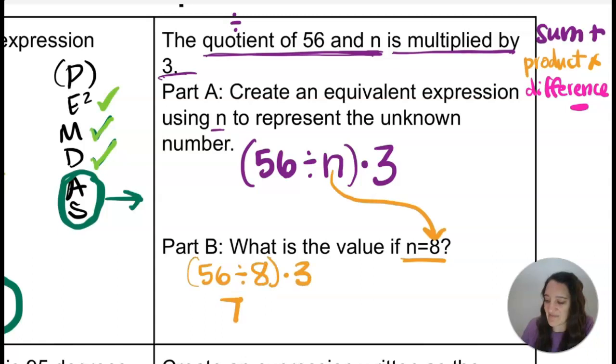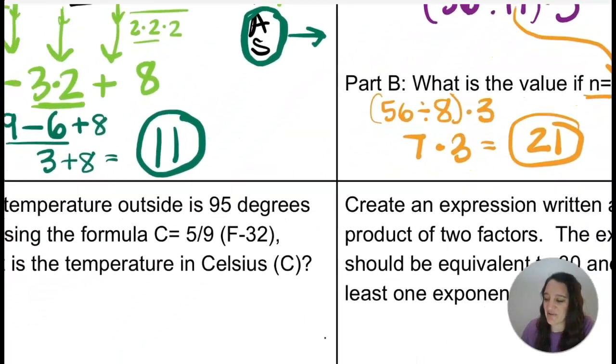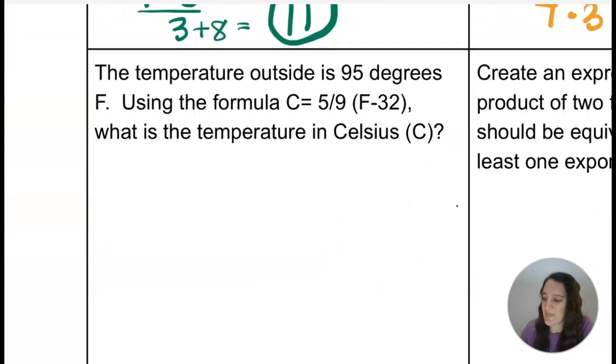Well, that's 7. 7 times 3 is 21. 21 is the value of that expression. The temperature outside is 95 degrees Fahrenheit. Using the formula C equals 5/9 times (F minus 32). Remember that anytime we have a number next to parentheses, it always means times. What is the temperature in Celsius?